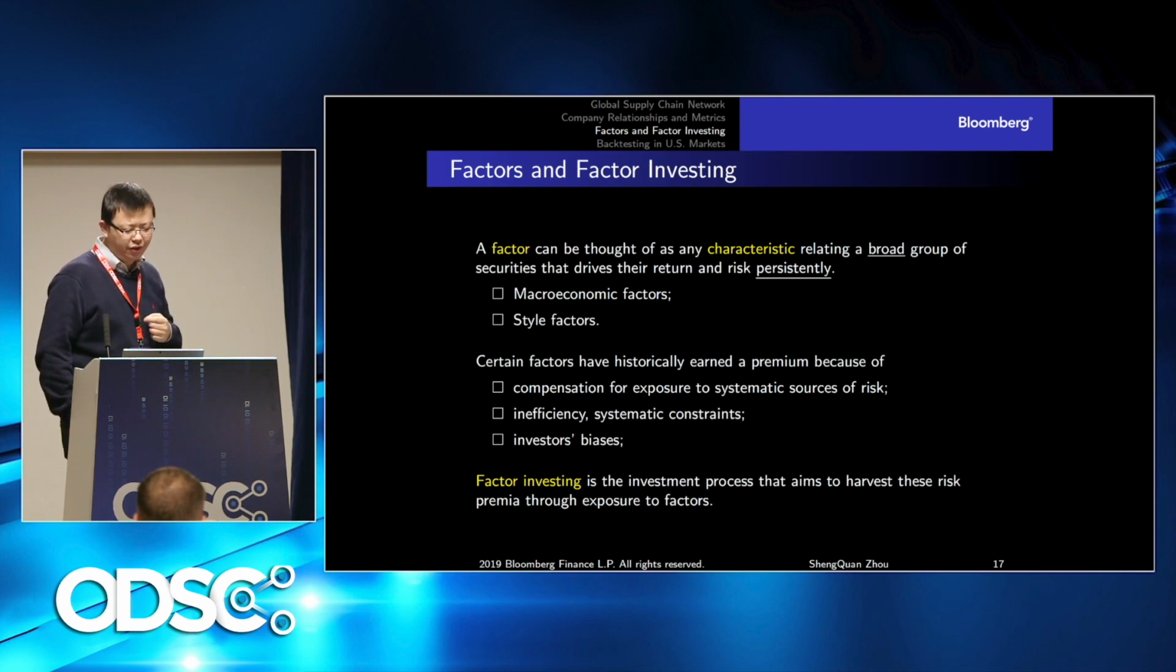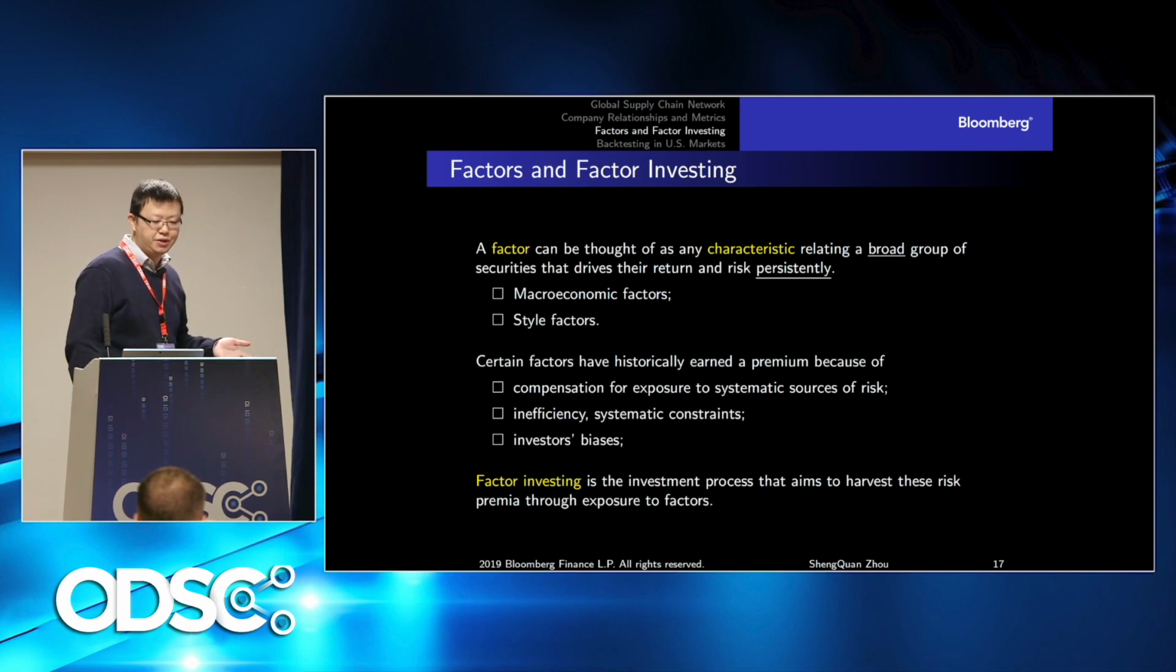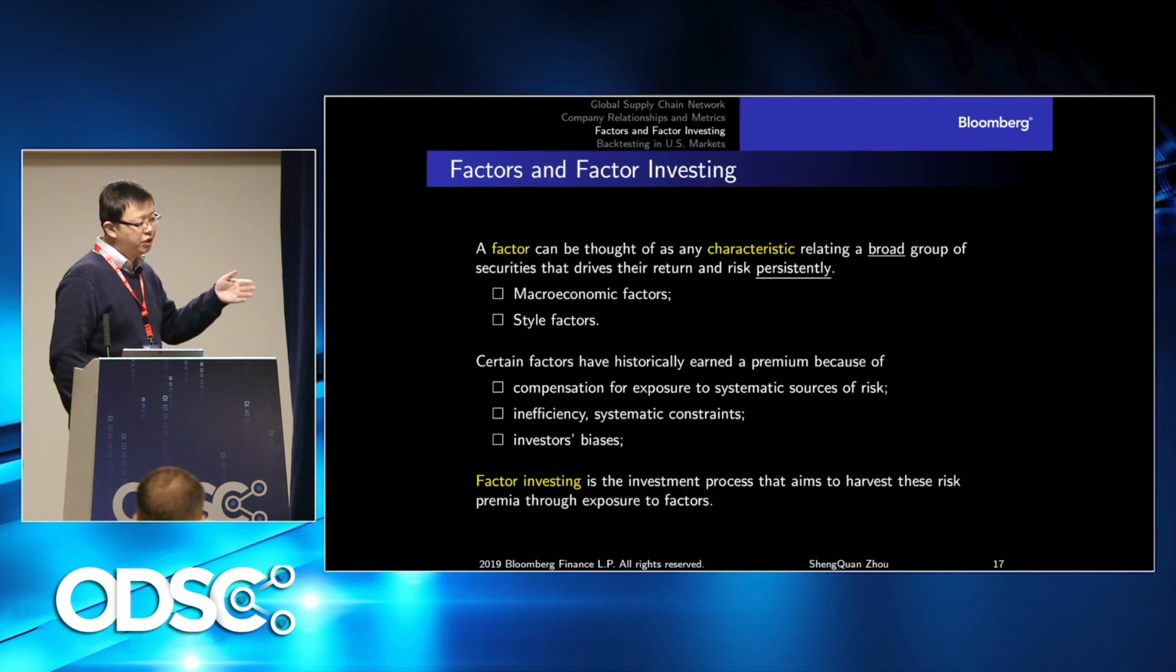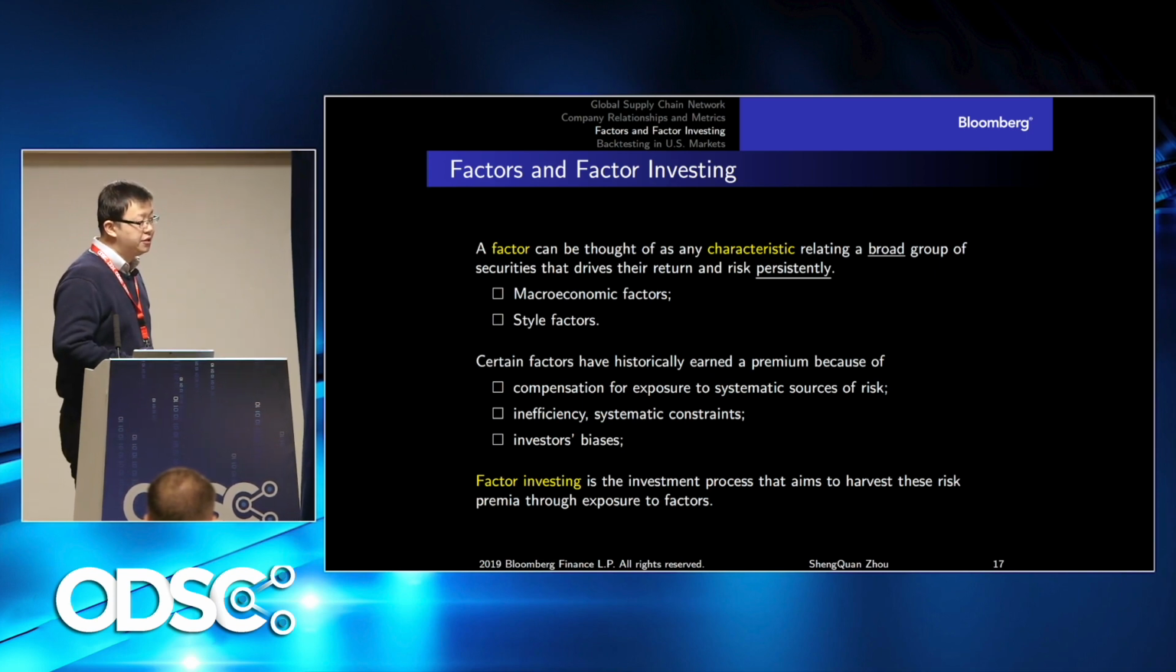And there's also a theory about why certain factors earn a premium in history. The most plausible explanation is that it's compensation for taking risk. Of course, if you think the market is not very efficient, maybe it's caused by inefficiency in the market or by some constraints, or can be caused by investors' bias. But the most reasonable explanation is that if you take a risk through an exposure to the particular factor, the premium is compensation for you to take the risk. And factor investing is just the process of trying to harvest this premium through exposure to the factor.